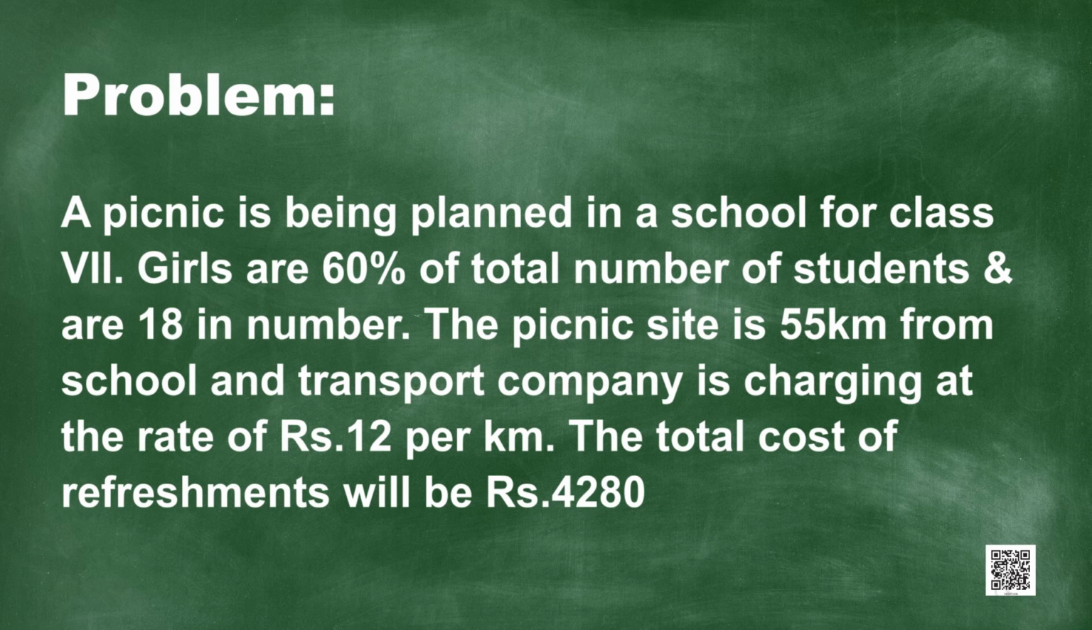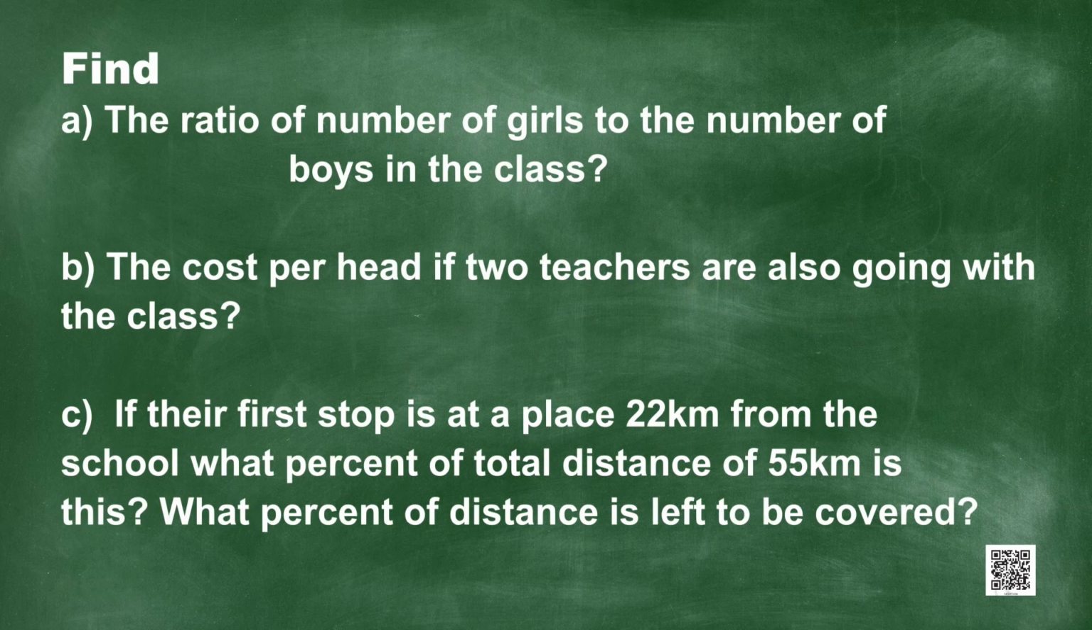The picnic site is 55 kilometers from the school and the transport company is charging at the rate of ₹12 per kilometer. The total cost of refreshment will be ₹4,280. So, given this information, find first one, the ratio of number of girls to the number of boys in the class. Second one, the cost per head if 2 teachers are also going with the class.